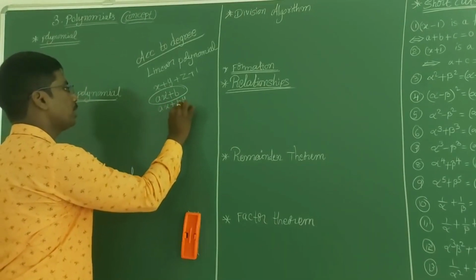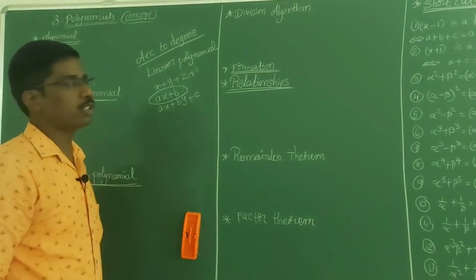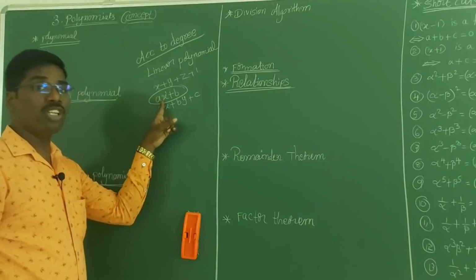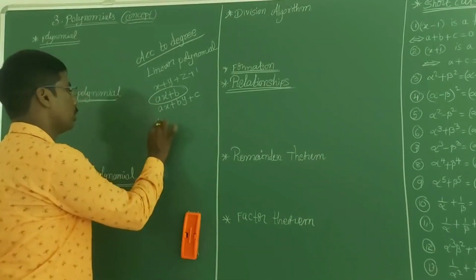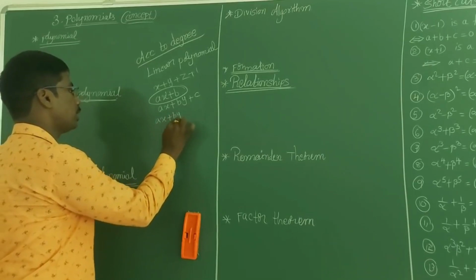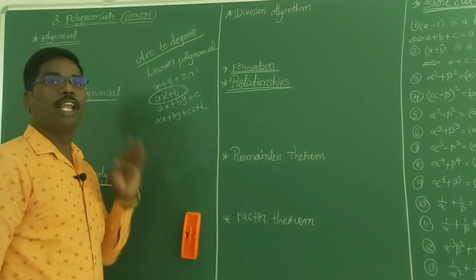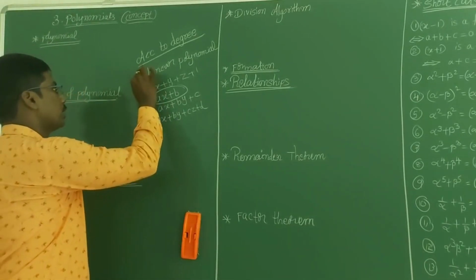ax plus by plus c, this is a linear polynomial in two variables, because x and y are linear variables. So this is a linear polynomial in one variable, and this is a linear polynomial in two variables. ax plus by plus cz plus d is equal to 0, this is a linear polynomial in three variables. So like that.